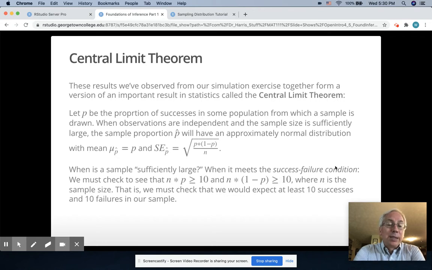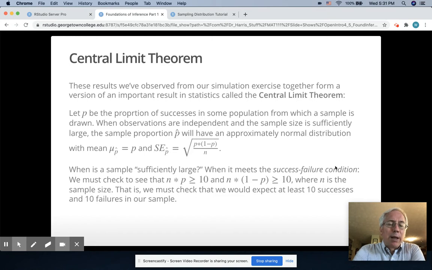And so if we expect at least 10 successes, and then we look at 1 minus p, that's going to be essentially the probability of getting a failure in a single draw from the population. So n times 1 minus p is going to be the number of expected failures. And if that is also 10 or bigger, then we're going to say that things are good enough. So we need to have at least 10 expected successes and 10 expected failures in order to proceed.